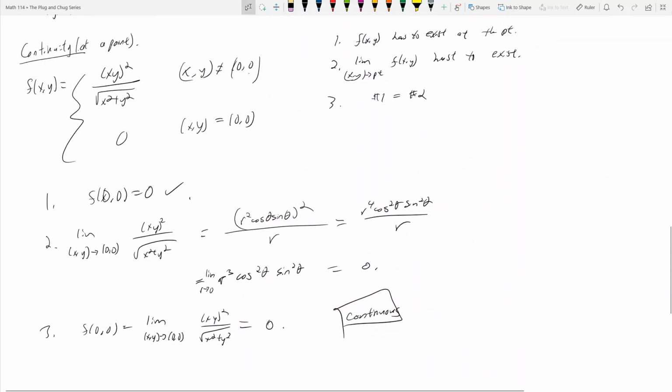And we're done with 14.2, so we're going to move on to 14.3. We're actually going to take partial derivatives now. And I think, yeah, partial derivatives is 14.3. We're slowly chugging along here.